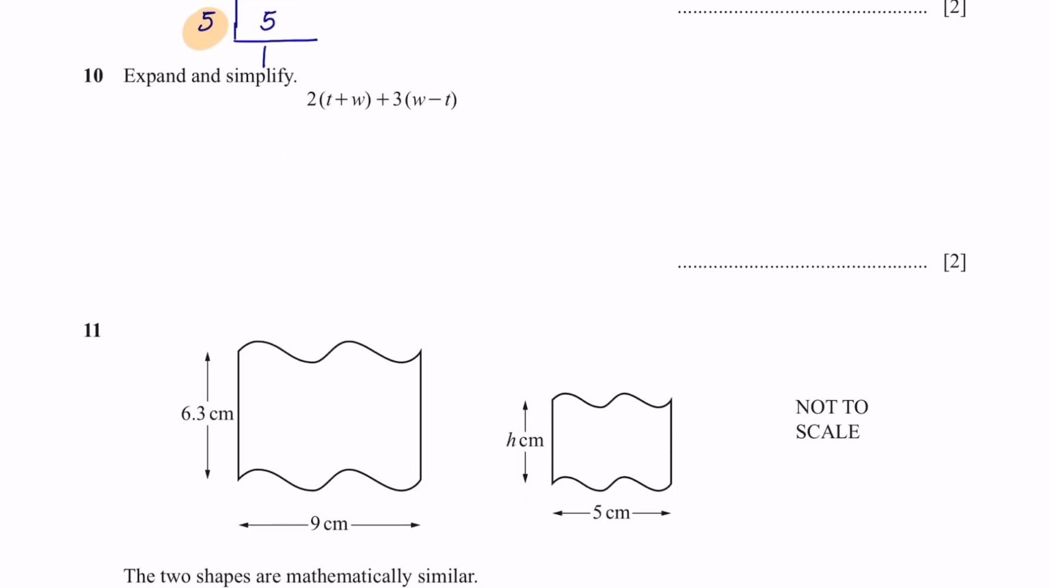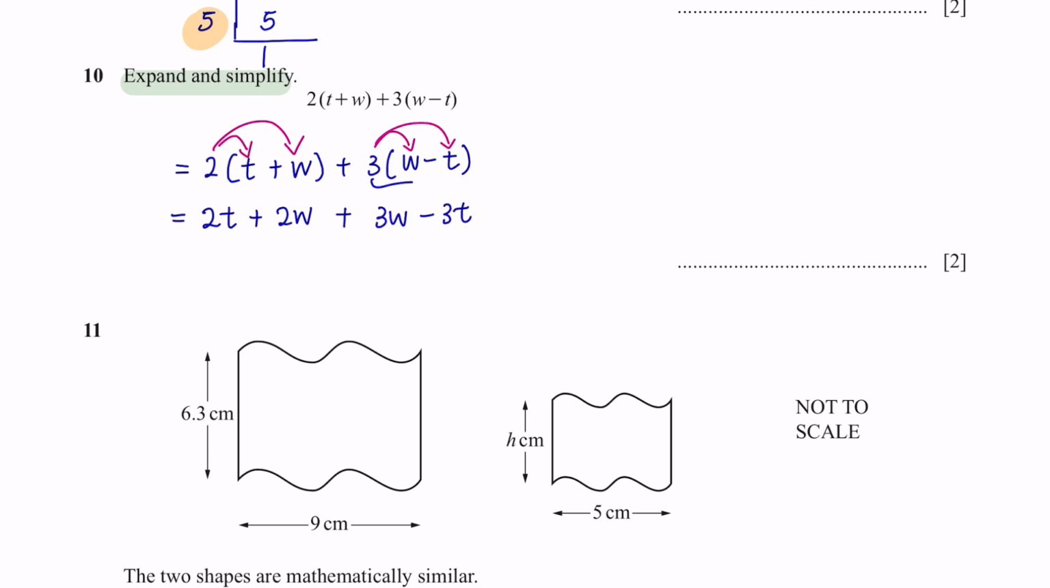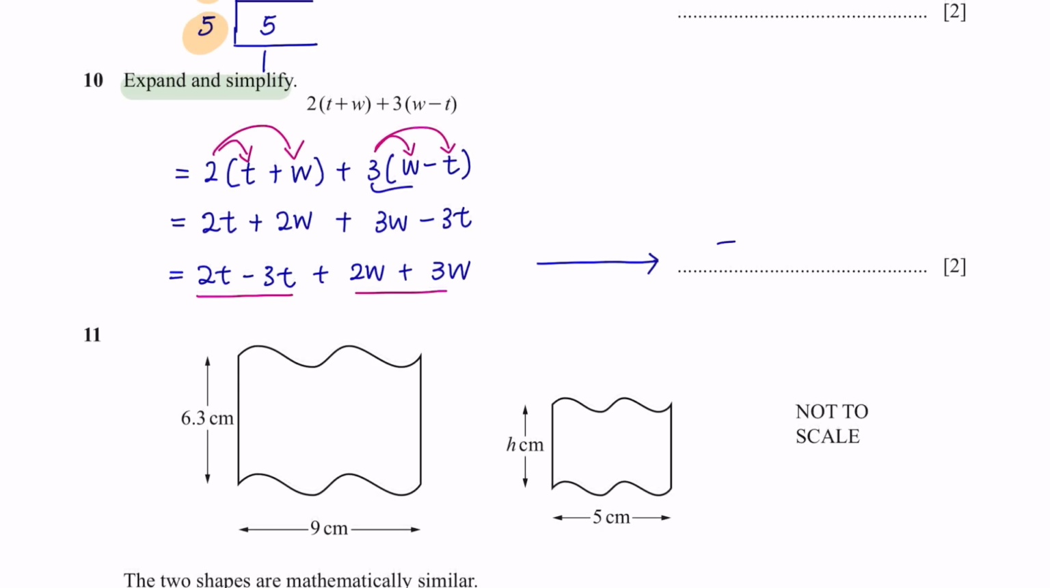Next, question 10. Expand and simplify. To expand, we're going to open the brackets by multiplying the number outside into the numbers inside the bracket. Now we can arrange the like terms. So 2t minus 3t plus 2w and 3w. You will get an answer of 5w minus 1t.